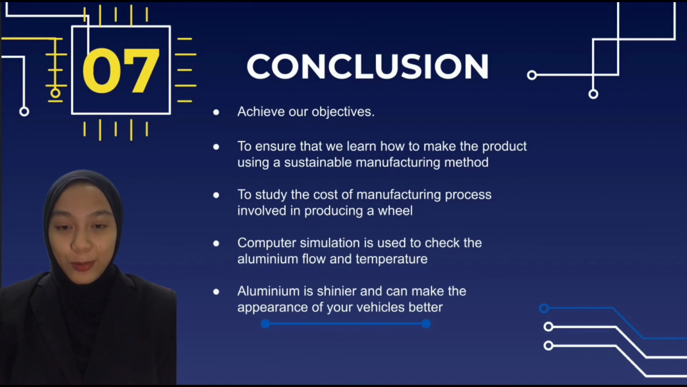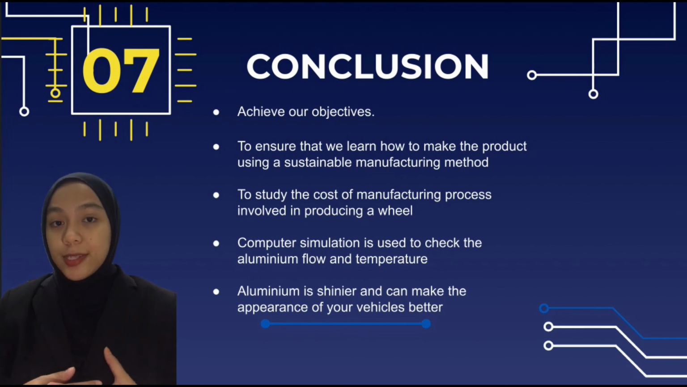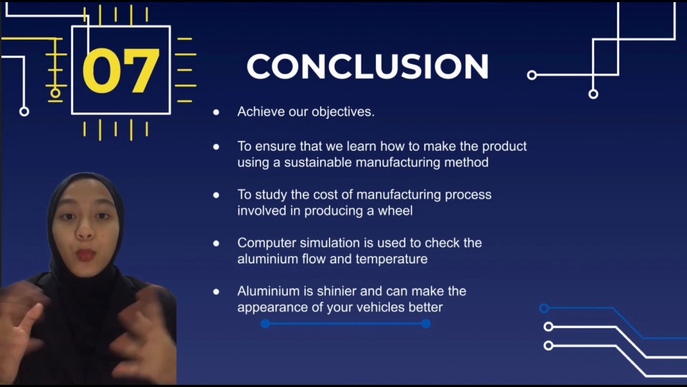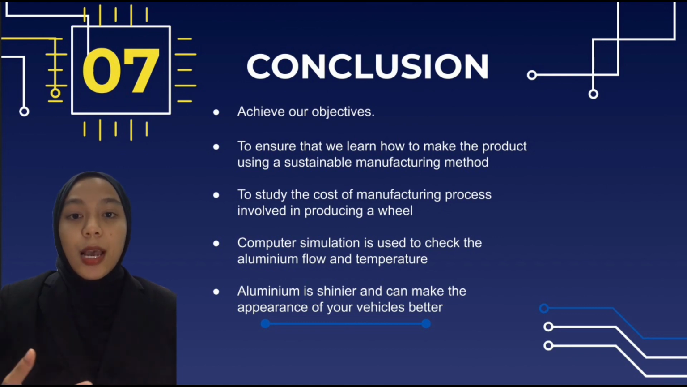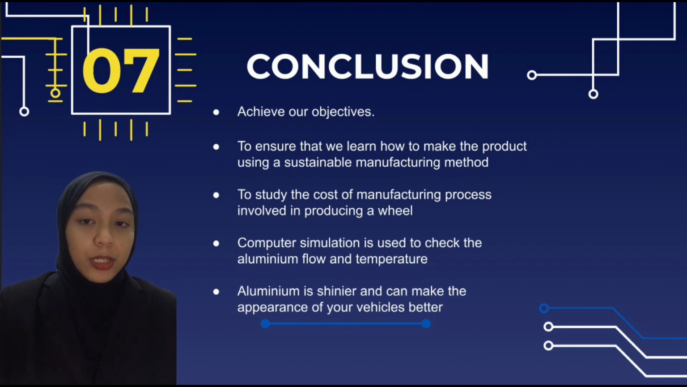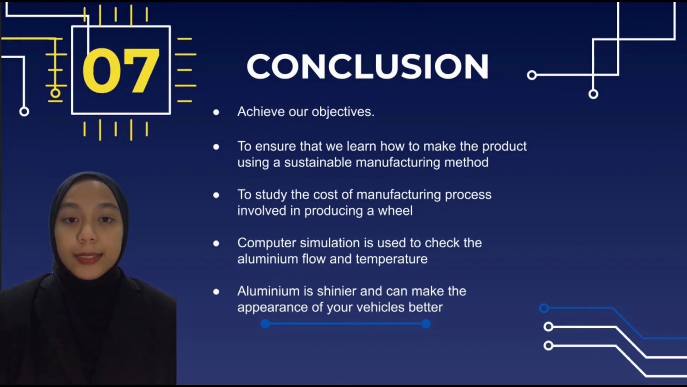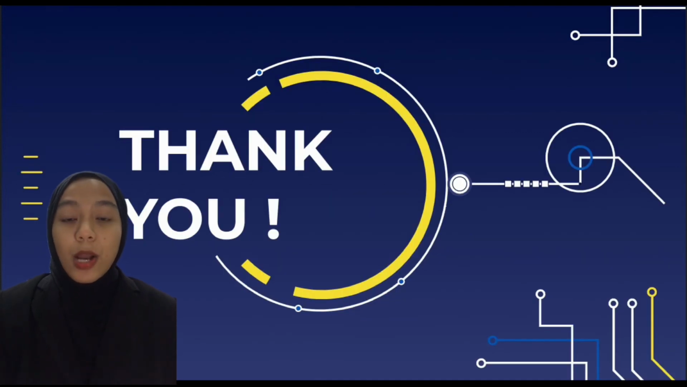For the conclusion of our project, we have achieved our objective, which is to study the cost of the manufacturing process involved in producing a wheel, and also to ensure that we learn how to make the product using sustainable manufacturing methods. We also know that computer simulation is used to check the aluminium flow and temperature in order to avoid any factor that can lead to casting defects. And lastly, the most important thing is that aluminium is shinier and can make the appearance of your vehicles better and more luxurious. So that's all from our group.